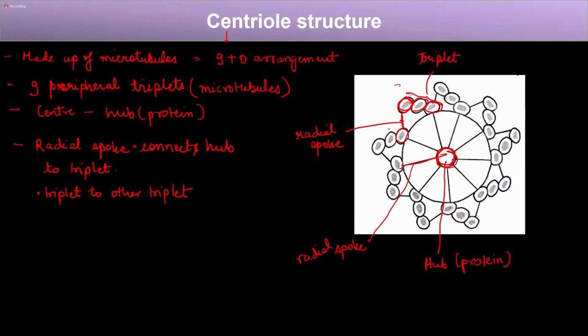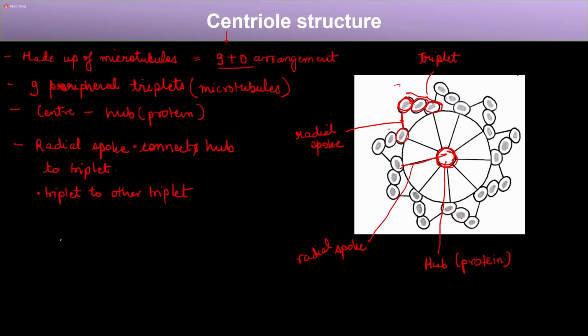Okay. So in the centriole structure, what we saw is that there are 3 microtubules connected to each other, and this structure is known as a triplet. And there are a total of 9 triplets present at the periphery of the centriole. In the center, they don't have any microtubules, but they have another protein known as hub. Because of this, it is known as 9+0 arrangement.